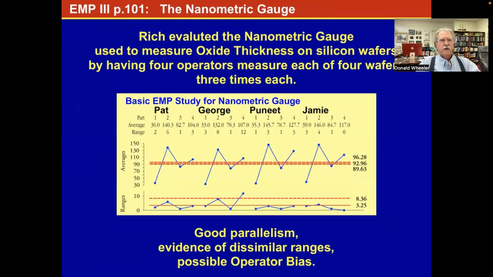Rich evaluated the nanometric gauge used to measure oxide thickness on silicon wafers by having 4 operators measure each of 4 wafers 3 times each. Now, Rich picked wafers that had considerably different thicknesses of oxide. So this is not one product, but it's 4 different products, creating a large range of product variation and squeezing the limits down really tight. Good parallelism, evidence of dissimilar ranges, and possible operator bias.